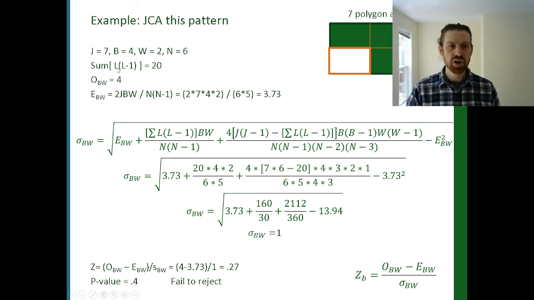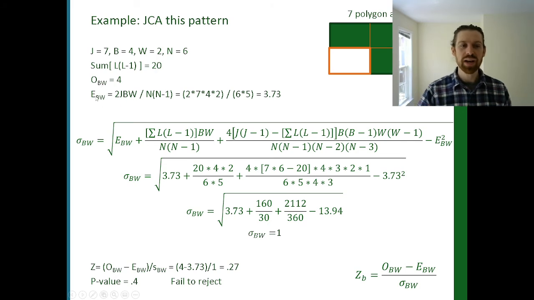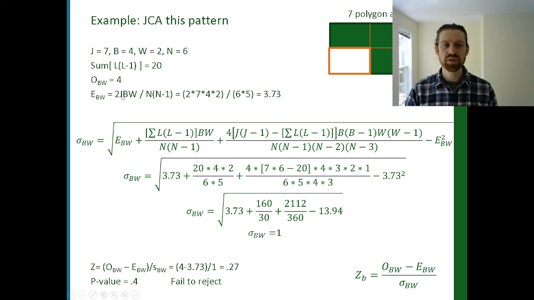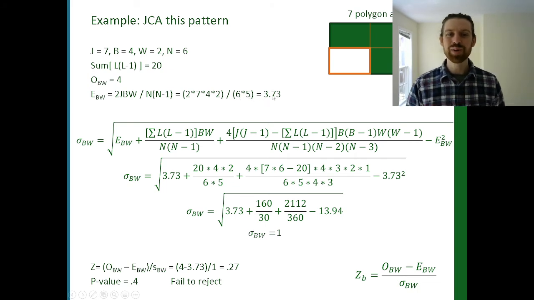We can take the sum of the number of links multiplied by the number of degrees of freedom for the links, and that gives us 20. So we're able to extract that part out of the more complicated equation. We can take the observed number of joins, which is going to be 4. And then we also need to get the expected number of joins. So this is 2 times J times B times W divided by N multiplied by the number of degrees of freedom. That's basically what we've ended up with here: 2 times 7 times 4 times 2 divided by 6 times 5 equals 3.73.